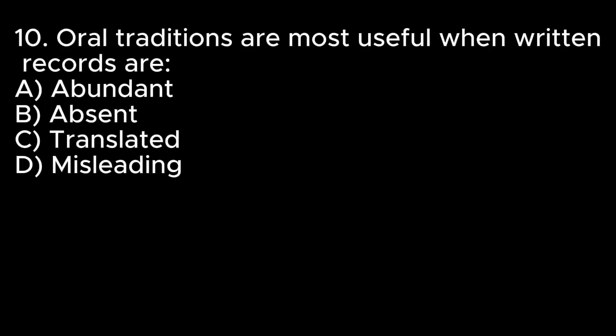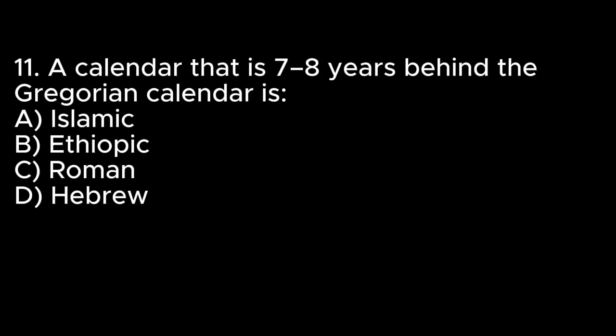10. Oral traditions are most useful when written records are A. Abundant. B. Absent. C. Translated. D. Misleading. Answer: B. Oral history fills gaps where no writings exist. 11. A calendar that is 7-8 years behind the Gregorian calendar is A. Islamic. B. Ethiopic. C. Roman. D. Hebrew. Answer: B. The Ethiopian calendar is about 7-8 years behind.